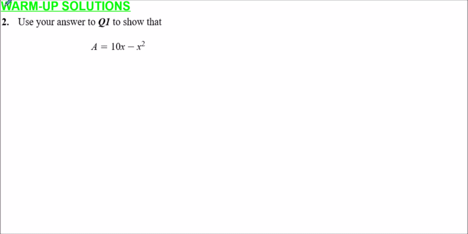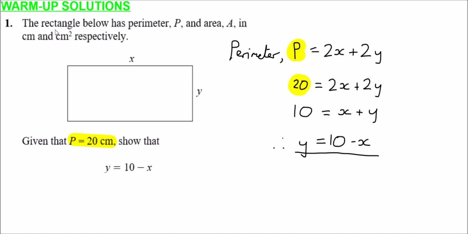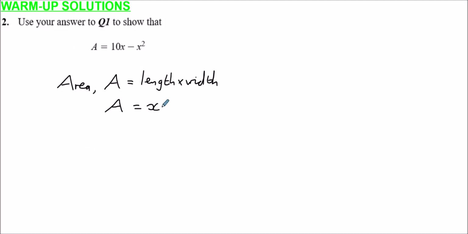Question 2, we're going to use the answer from question 1 to show that the area of the rectangle is 10x minus x squared. Well, as we know, again from GCSE or even earlier, the area of any rectangle is always simply just the length multiplied by the width. So here, the area is the length. Now what do we call the length? Let's go back a second. We call the length x, and the width was y, but we've just proven that y equals 10 minus x.